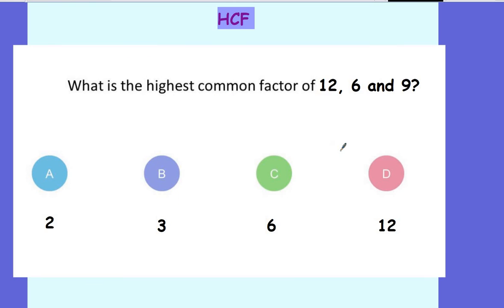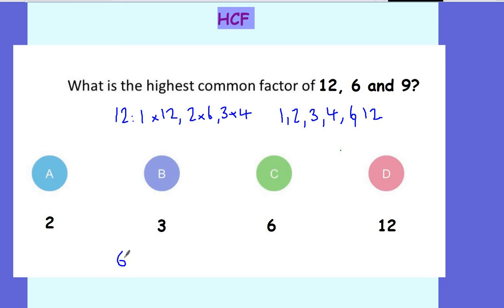Next question then, what's the highest common factor of 12, 6 and 9? Pause the video, have a little think. Okay, let's go through it. So the factors of 12, we've done this so many times today. 1 times 12, 2 times 6 and 3 times 4. So the factors of 12 are 1, 2, 3, 4, 6 and 12.